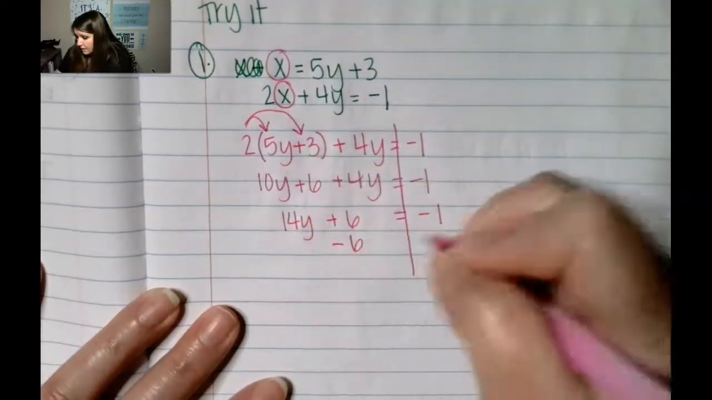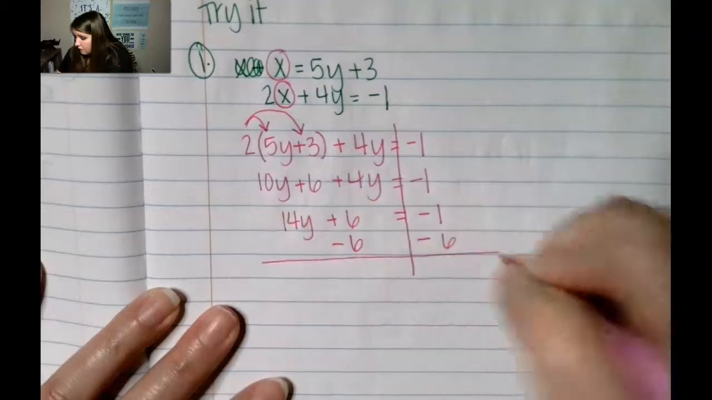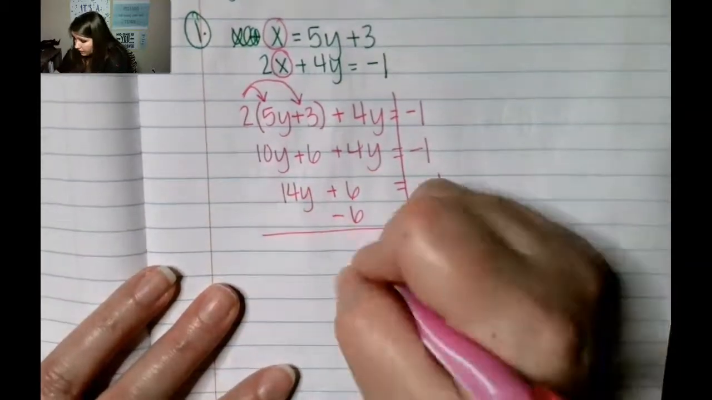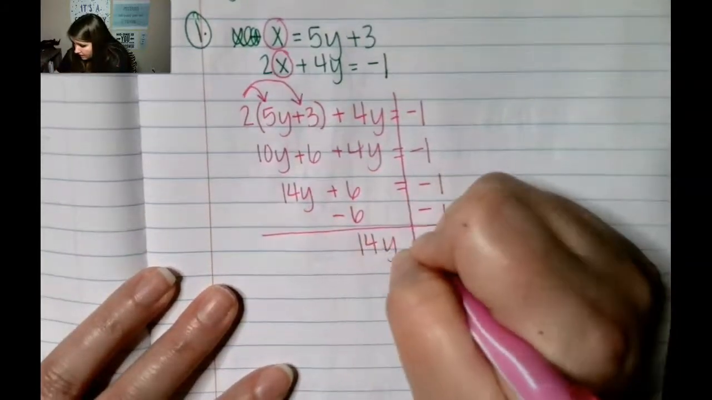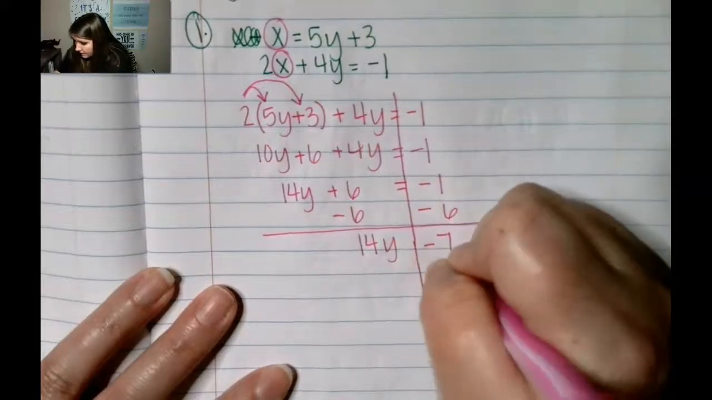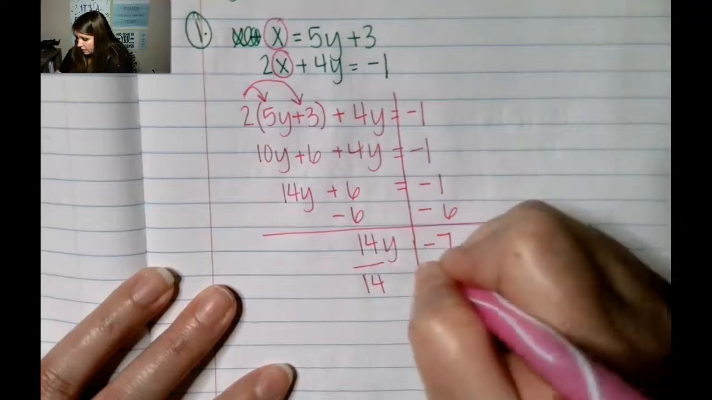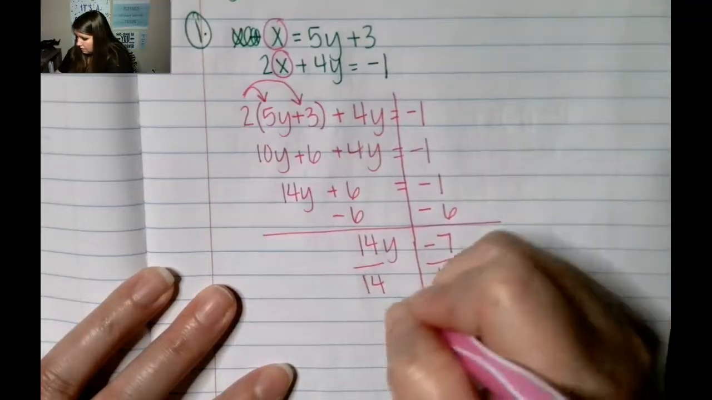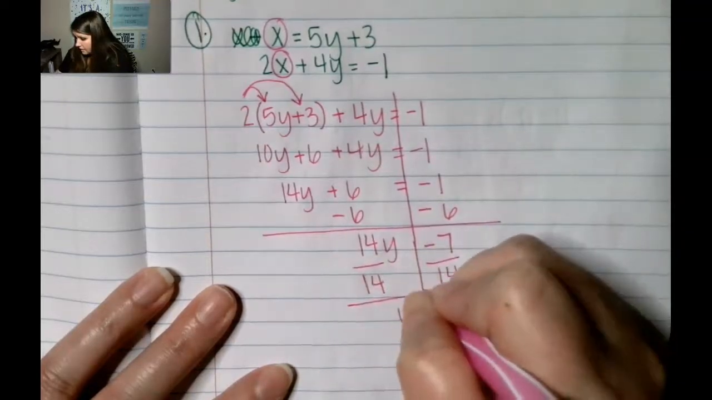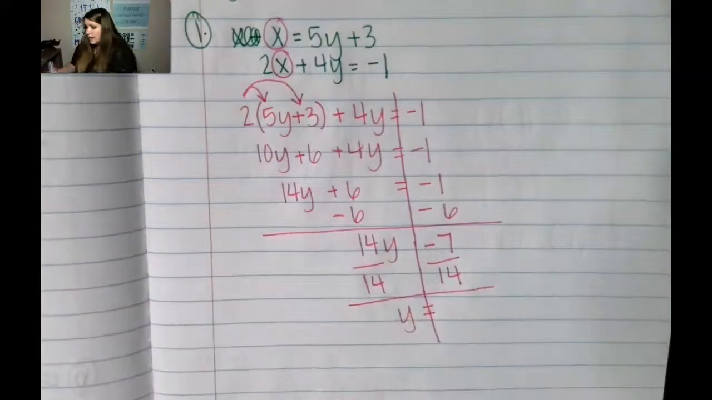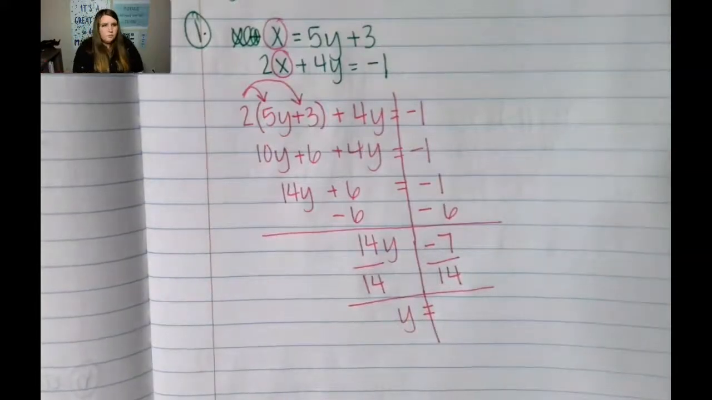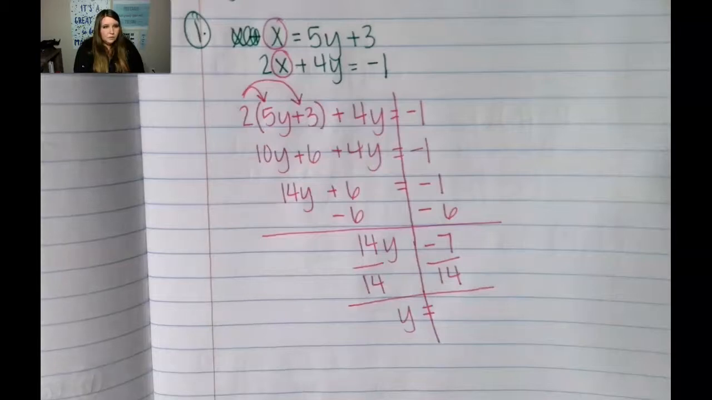Now I'm going to subtract 6. Subtract 6. I'm trying to solve for y here. That gives me 14y, and I have negative 7, because I had negative 1 and I removed 6. So I'm going to divide by 14. So y equals, I have negative 7 over 14, which is negative 1/2.